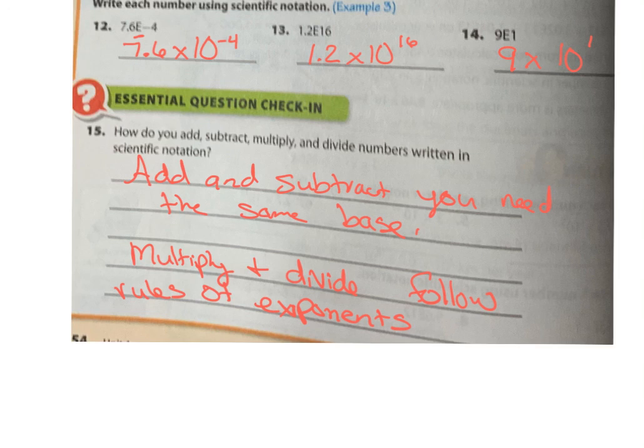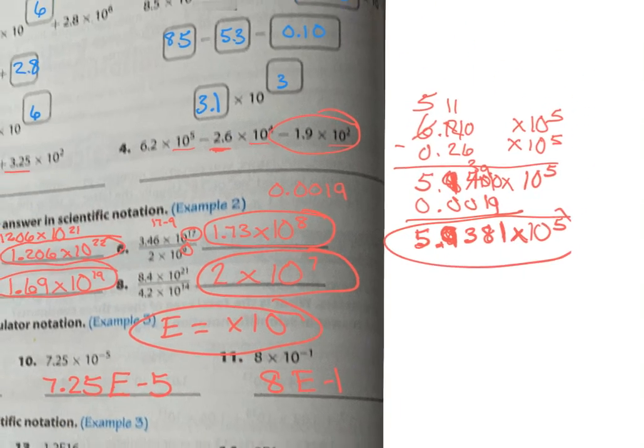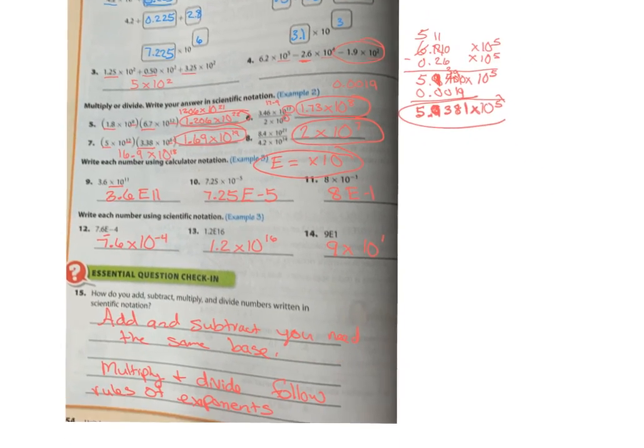Okay? Yes, I messed up on this one. Number 4 should have been 5.9381. I subtracted wrong. Can you go down to the writing part? Thank you.